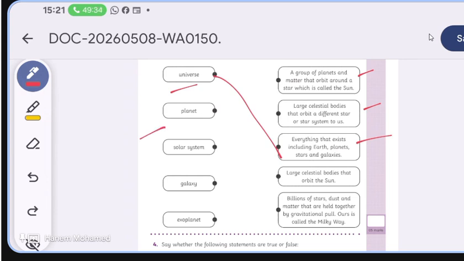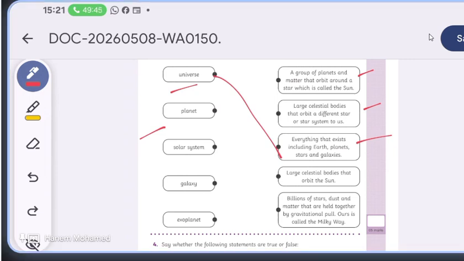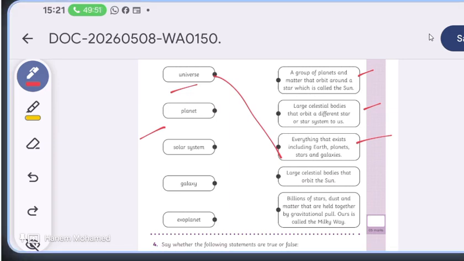So which one is a planet? A group of planets, large celestial bodies that orbit a different star. A solar system is a group of planets. A group of planets? The planet is a group of planets? No, a solar system is a group of planets. Oh, you are saying a solar system is a group of planets? Yes. What about the planet? It's just a large celestial body that orbits the sun, right?